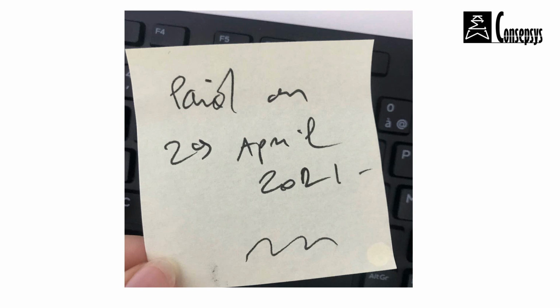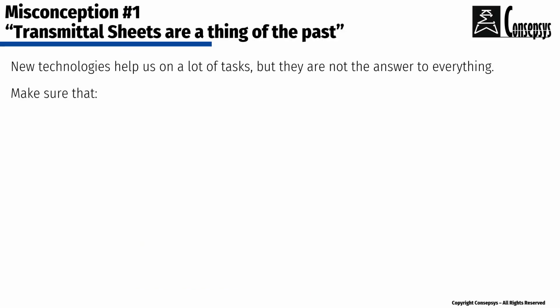the price paid, the name of the client, nor the name of the salesperson, and was not issued on official company letterhead. The receipt is therefore not official and cannot be enforced in court in case something goes wrong. So, to come back to our work environment, new technologies help us on a lot of tasks, but they are not the answer to everything.